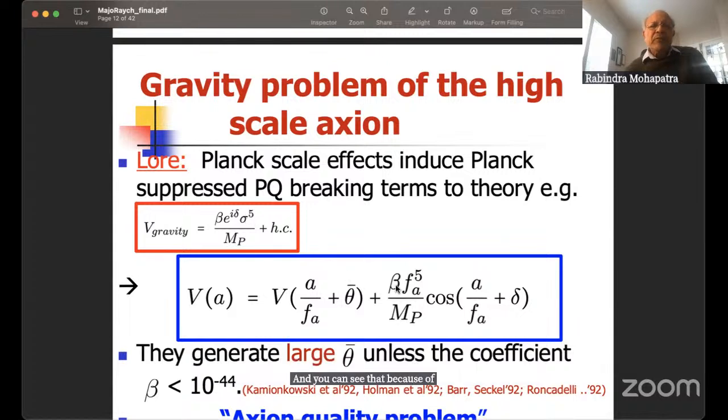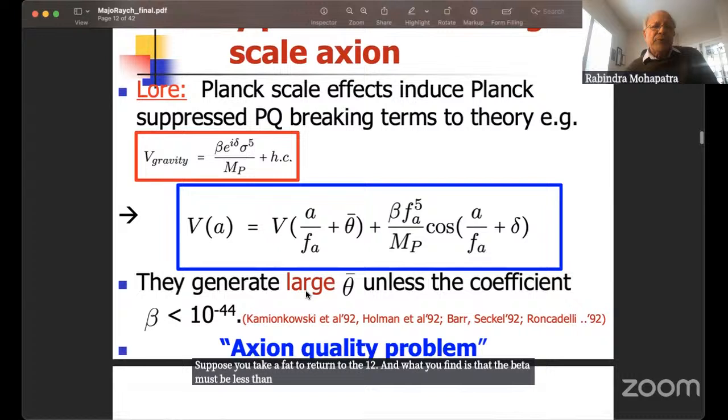the fifth, what you have got is a symmetry breaking to the fifth, and there is a Planck mass over here. This beta is the coupling coefficient of this gravity breaking term. So you minimize this term, and you want to make sure that as a result of this term, the theta must be still less than 10 to the minus 10. But since the Fa is large in the case of high-scale theories, suppose you take Fa to be 10 to the 12, then what you find is that the beta must be less than 10 to the minus 44 for you to have theta less than 10 to the minus 10.